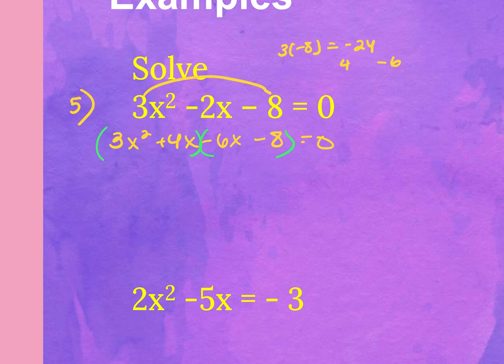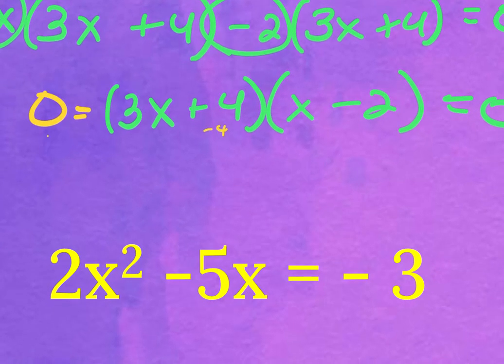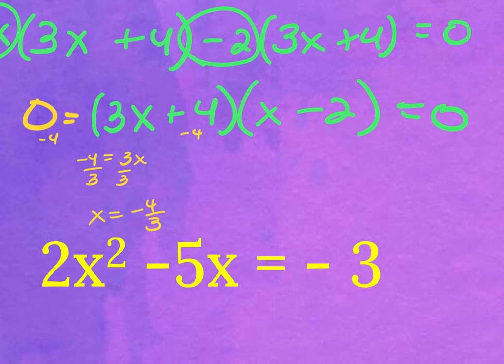So for the first one, I'm going to take out the x. I get 3x plus 4. The second one, I want to change the sign so it matches and take out a 2. So negative 2, 3x plus 4. And then the 3x plus 4 repeats, so I take that out and I group together the x minus 2. Then split and solve. So I would subtract the 4 and divide by 3. And then add the 2.